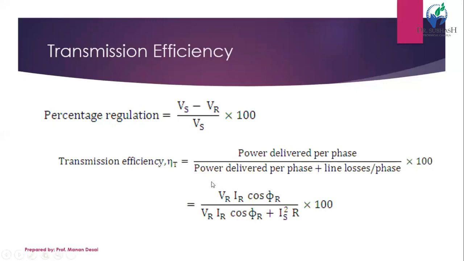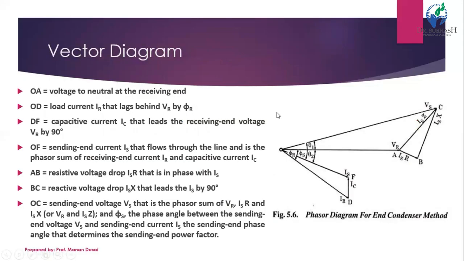And transmission efficiency is power delivered per phase upon power delivered per phase plus line losses. So in this case, VR IR cos phi r, meaning receiving end voltage into receiving end current into cos phi r, upon VR IR cos phi r plus IS square R, which is the I square R losses, into 100. So that is the transmission efficiency.